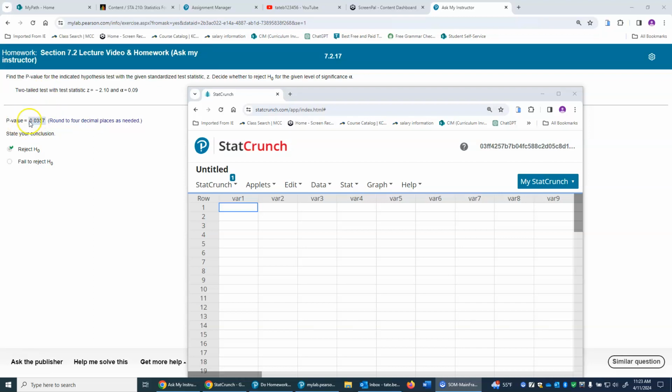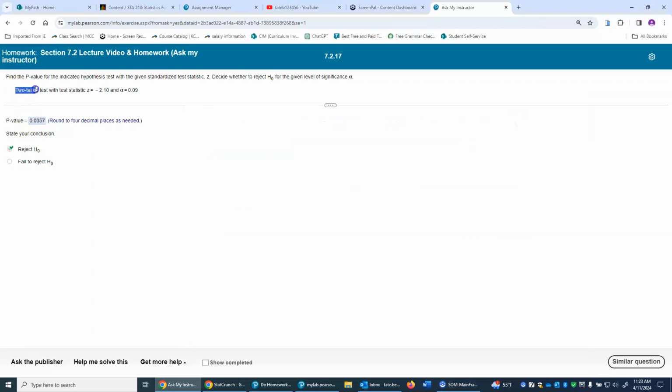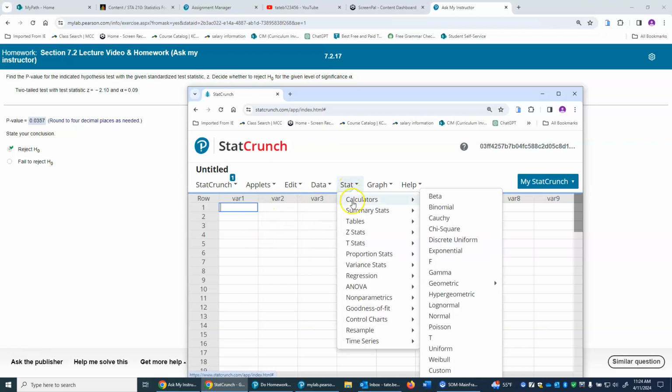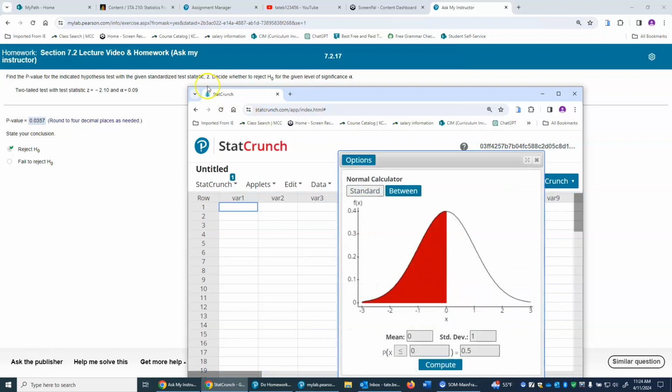It looks like you already found it, but what you need is a two-tailed test with a standardized test statistic of negative 2.1. And so I'm going to go with StatCrunch. So I'll open StatCrunch here and go to Stat Calculators. We want to use the normal calculator, because it's a z-stat. You leave the mean at 0 and standard deviation at 1.